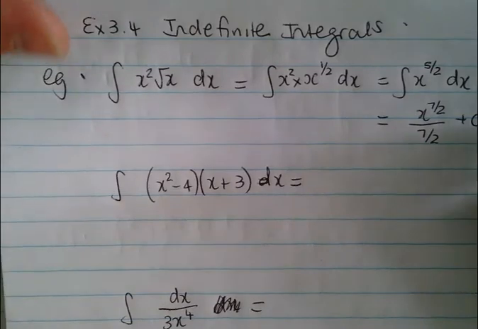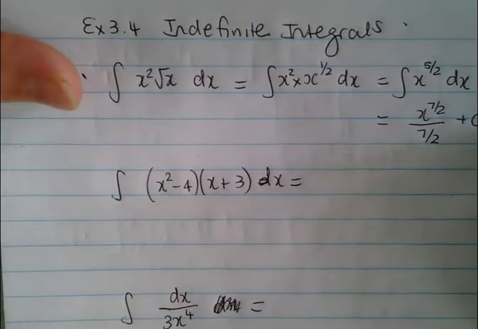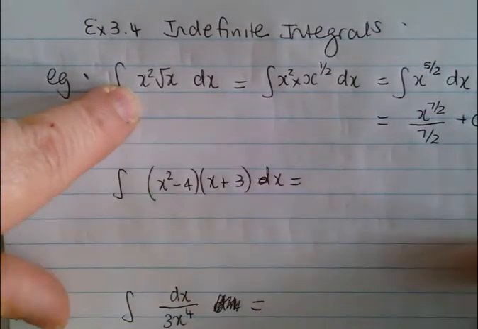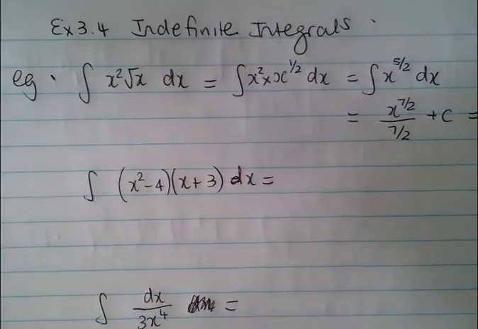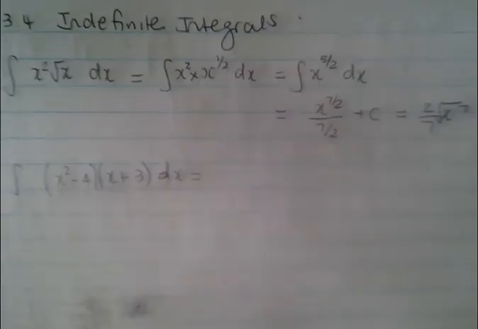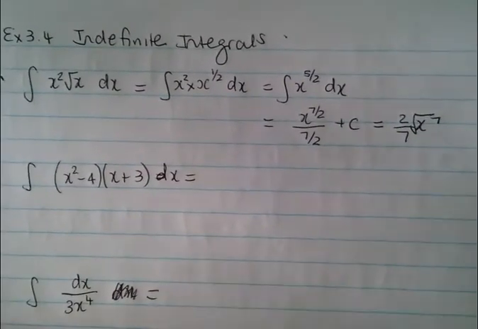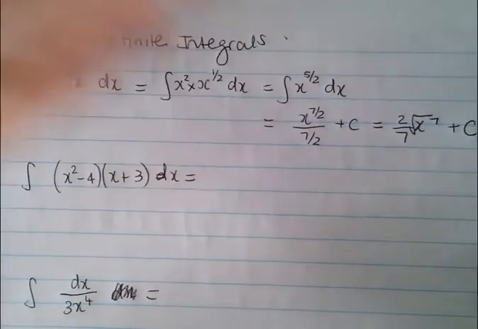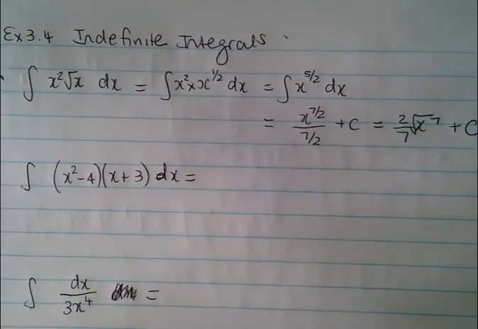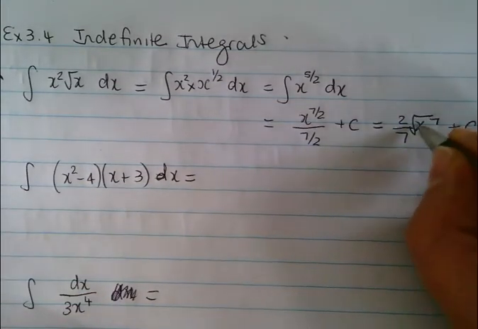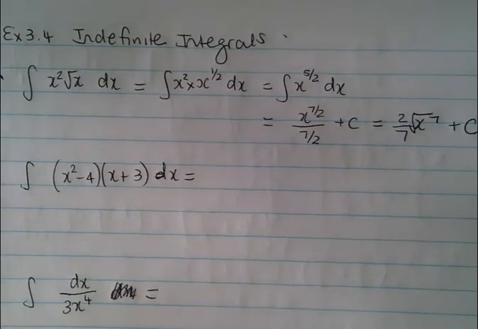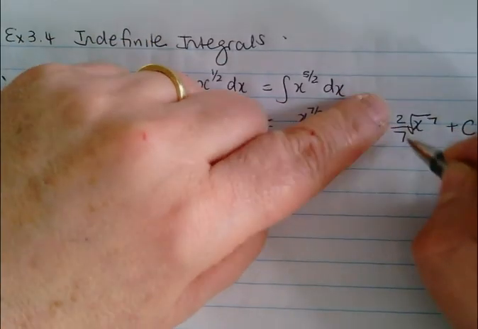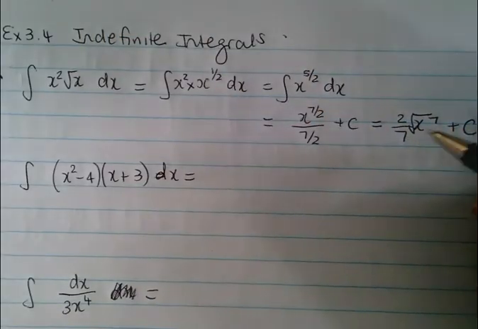But then we change the way it looks. And what do I write? 2/7 x to the... Now let's write it the way the question was written. I can go square root of x to the power of 7 plus c. We did these yesterday. Just practicing the notation here. 2/7 square root of x to the power of 7 plus c. Make sure that looks like a proper 2/7, not a 7th root or anything.